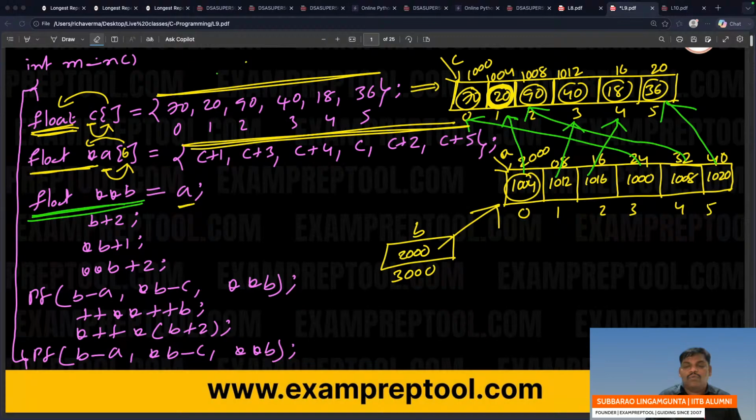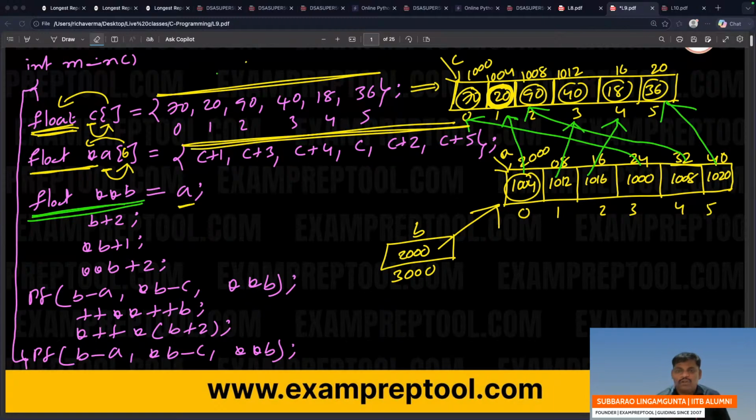Now, who are the variables and who are the arrays? Every time you have to clarify this, otherwise you may give wrong answers. You are saying 1 variable and 2 arrays. Who are those? C and A are arrays, B is a variable. Okay. Next one.